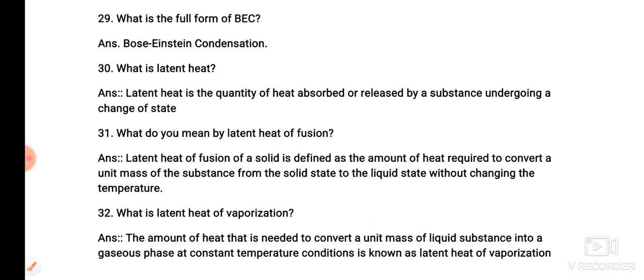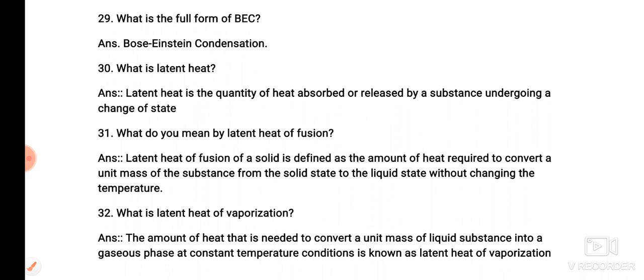What do you mean by latent heat of fusion? The latent heat of fusion of a solid can be defined as the amount of heat required to convert unit mass of a substance from solid state to liquid state without changing the temperature. The heat required or released while converting from a solid to liquid state is known as what? Latent heat of fusion. Fusion means melting. Remember that, latent heat of melting also it can be said.